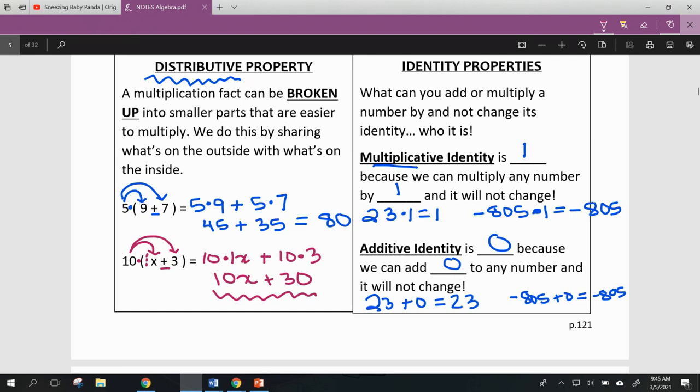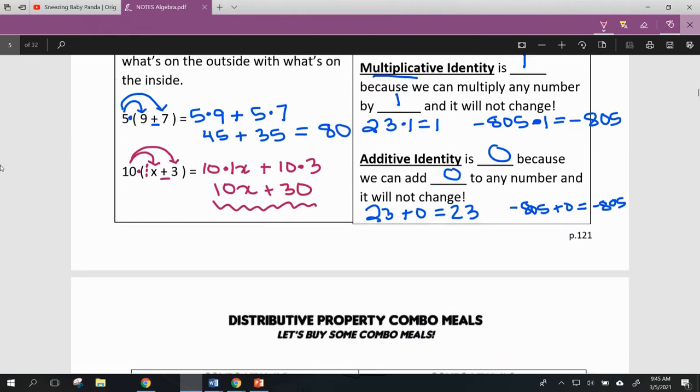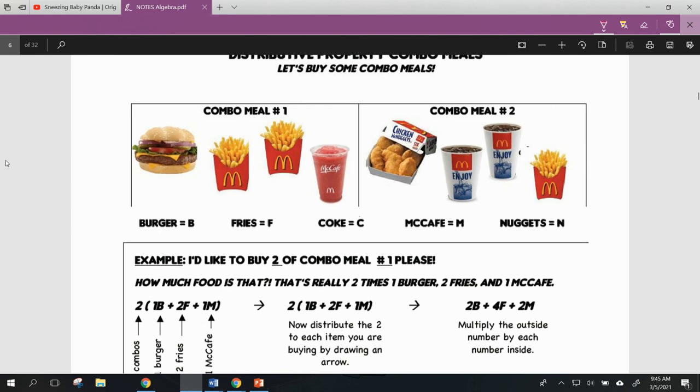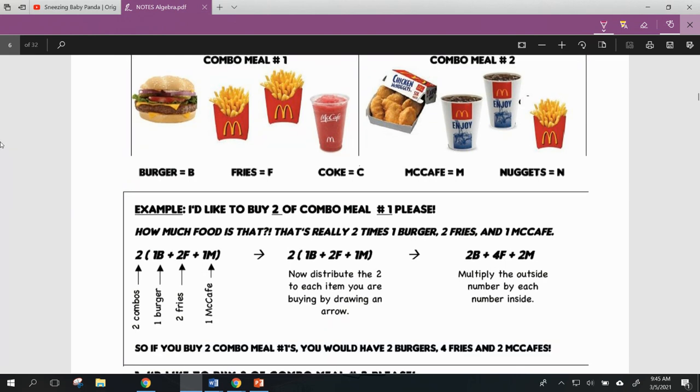All right, so let's take a peek at what this looks like. Because although this may look different, hello, if you have ever gone to Chick-fil-A or Burger King or Whataburger or Sonic and you have ordered value menu items like meals for your family, or for you and your friends, you actually have used the distributive property. We're going to see how with this next example. So distributive property using combo meals. So here's our example.